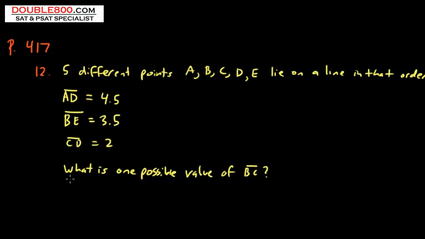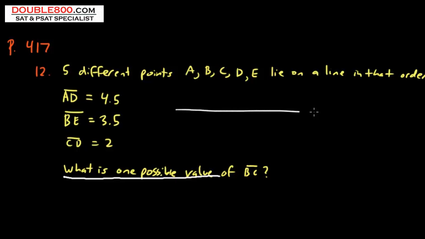Now, we've mentioned this before. On a grid-in, sometimes you'll see this phrase, what is one possible value? That means there is more than one correct answer. You just have to select one in that range. So let's sketch this out.